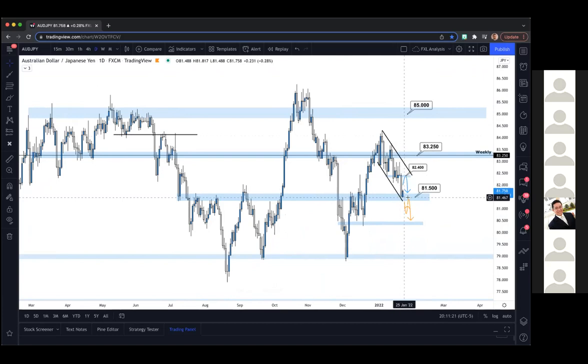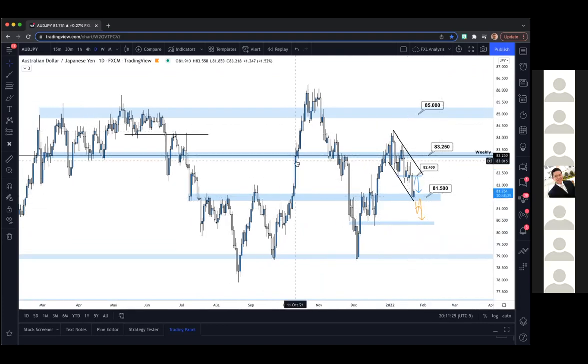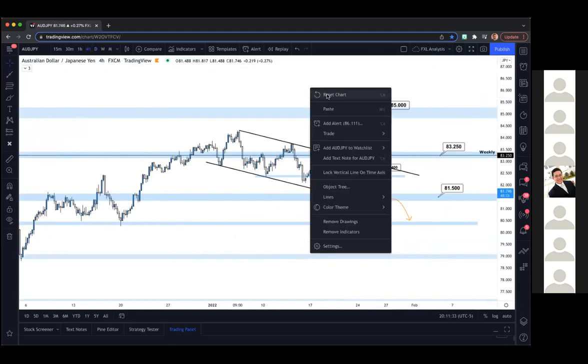81.5 is really the area where we haven't seen bullish structure yet. So that'd be really nice to see going in to this next week. But let's see what the 4 hour says. Right now we're looking bullish. Okay, 4 hour.